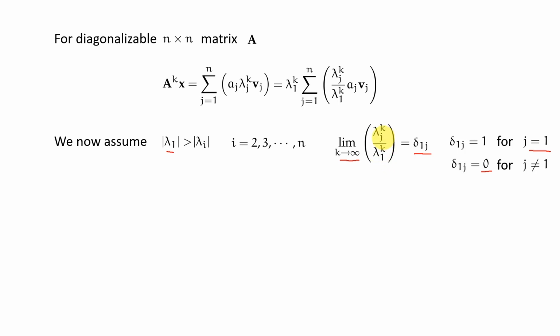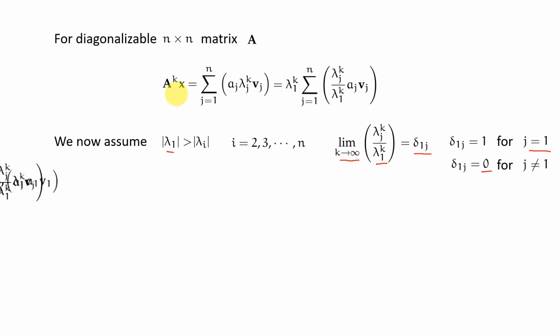However, if j is not equal to 1, we know that lambda 1 is the largest eigenvalue. Therefore, lambda j by lambda 1, we hope that it will be less than 1 in its absolute value. So when I keep on multiplying this less than 1 value, eventually for large enough k, we go toward 0, which means for j not equal to 1, this ratio will be 0.